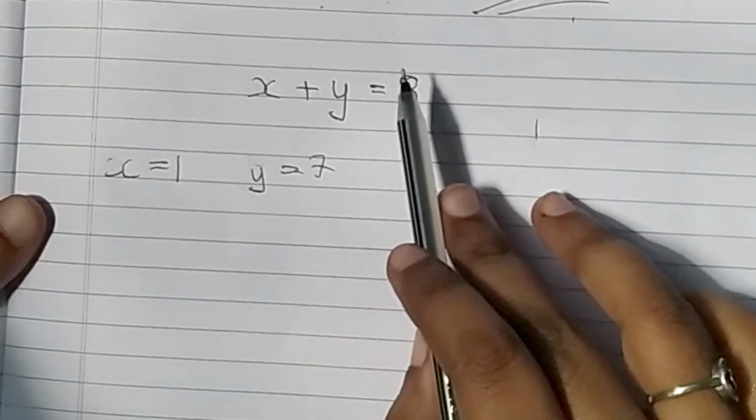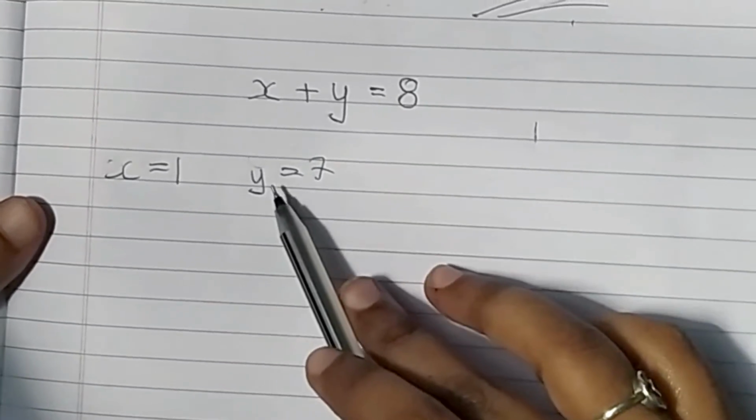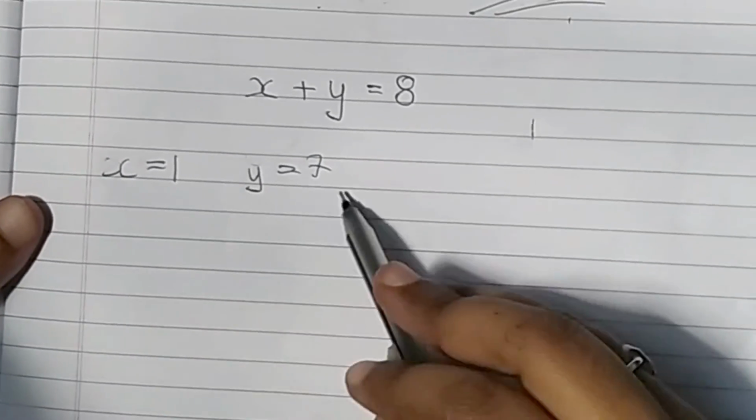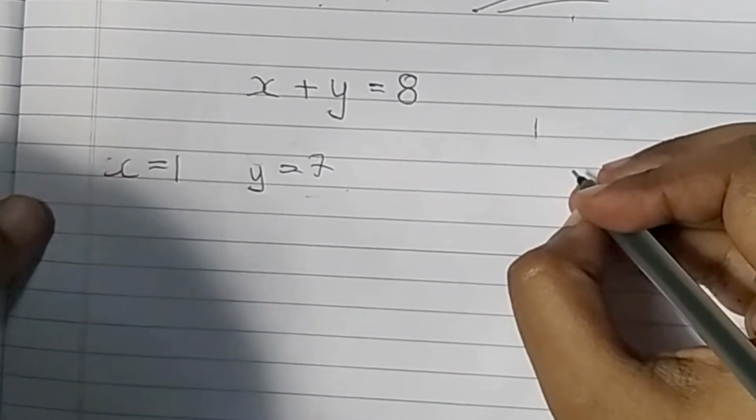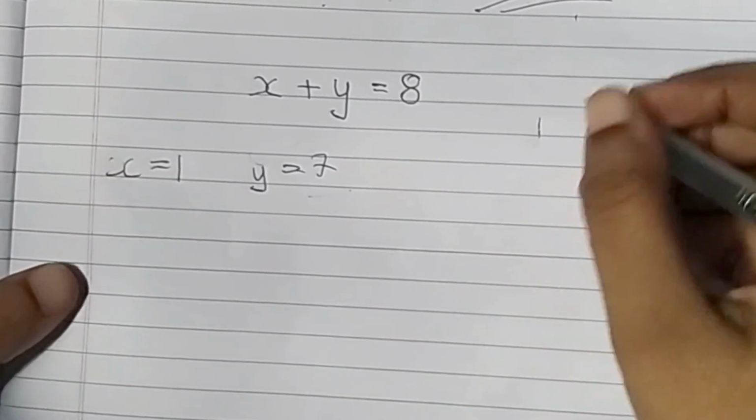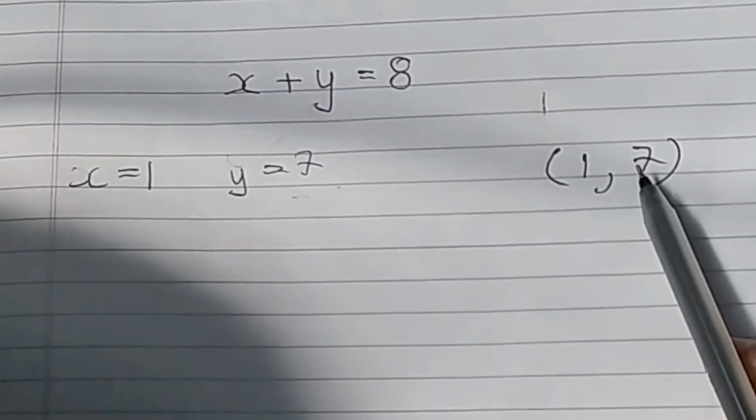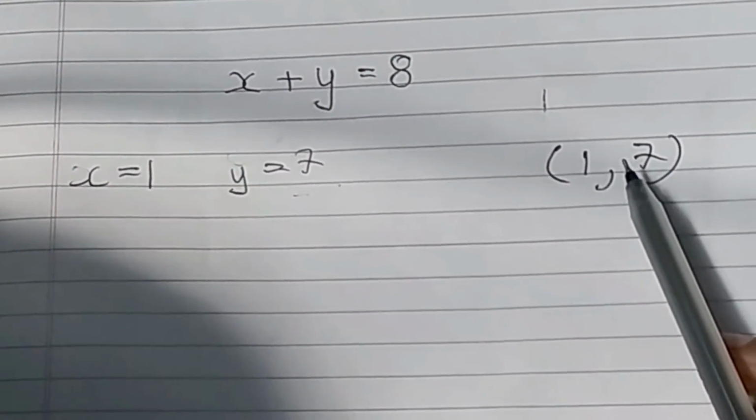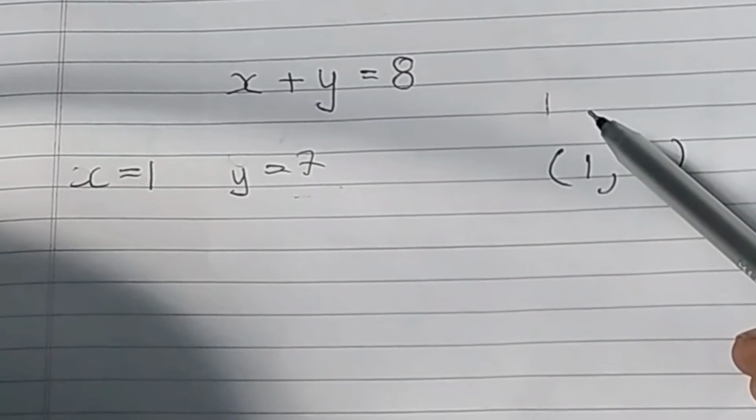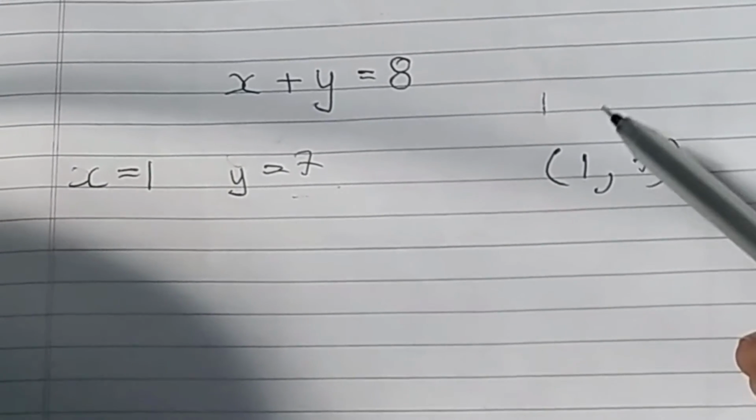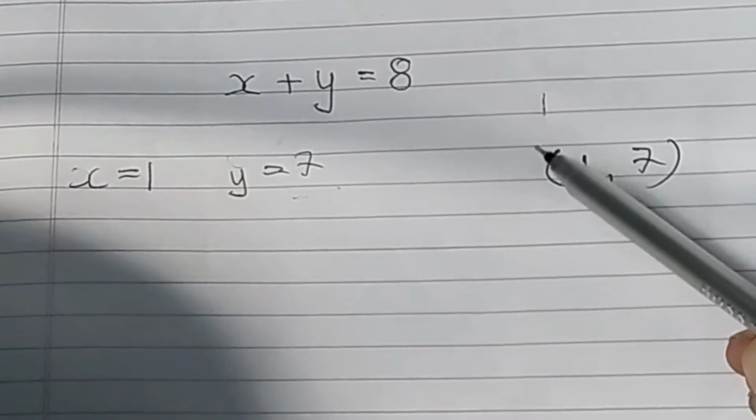X plus y is 8, that is 1 plus 7 is 8. So this is one solution. We can write it in this way, or we can write it in the form of an ordered pair. Inside round brackets, first we will write the value of x and then we will write the value of y. So this way is called the solution in the form of an ordered pair.